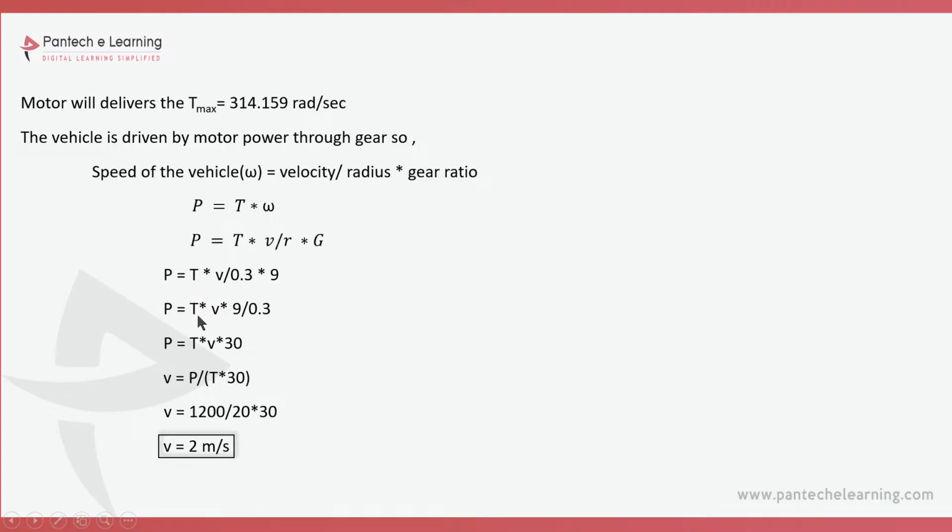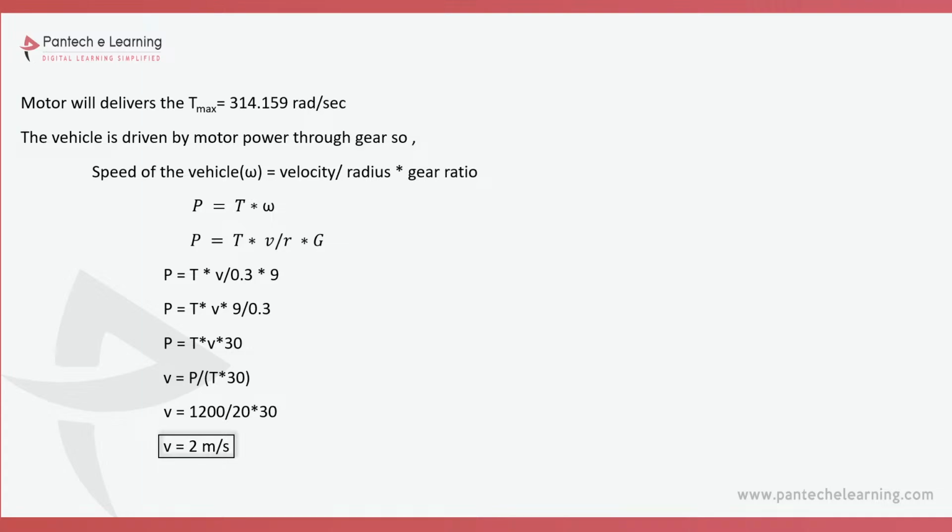So we have to simplify that, and we can substitute the values. P equal to 1200, T equal to 20. So 30, we have simplified 30. So V equal to 2 meter per second. Okay, so we connect the motor, the vehicle will be picked up at 2 meter per second. So that is the critical velocity. The critical velocity of the motor is 2 meter per second.